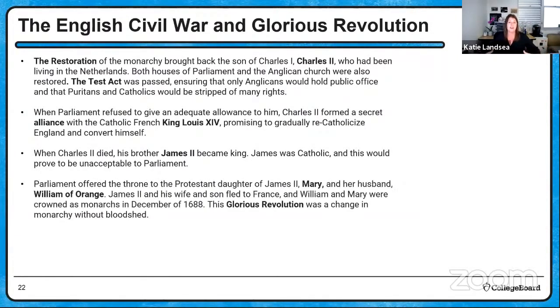So Parliament then offers the throne to the daughter of James II, whose name is Mary, and her husband, William of Orange from the Netherlands. James II and his wife and son flee to France, and William and Mary are crowned jointly as monarchs in December of 1688. So this is the Glorious Revolution. It's a change without bloodshed in England from James II to William and Mary.